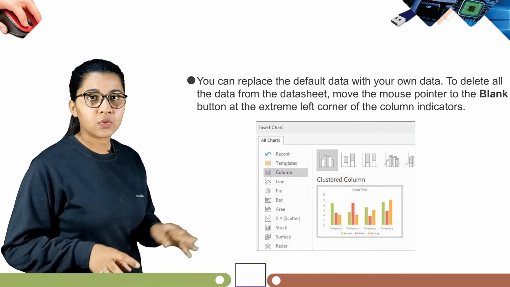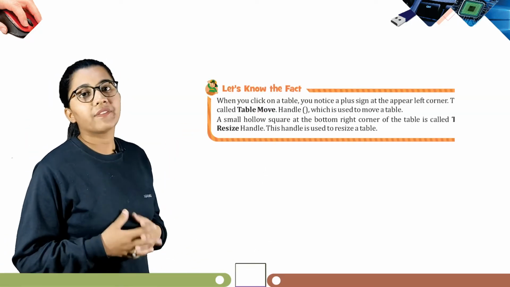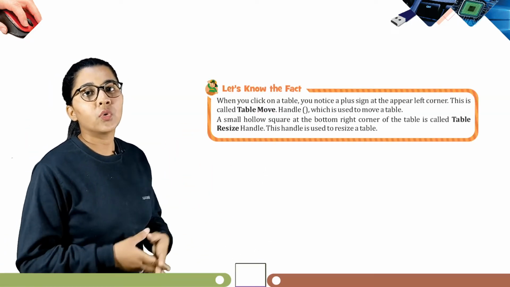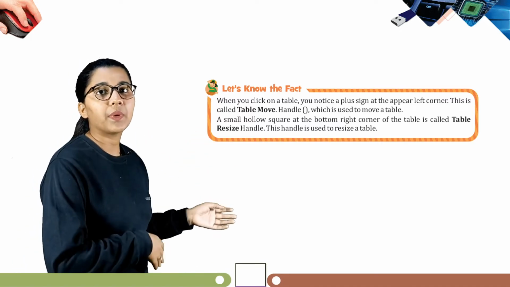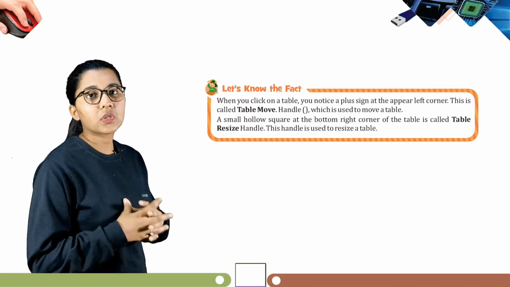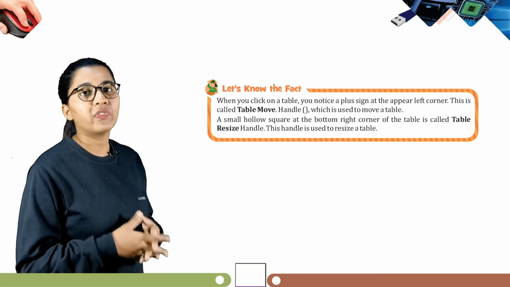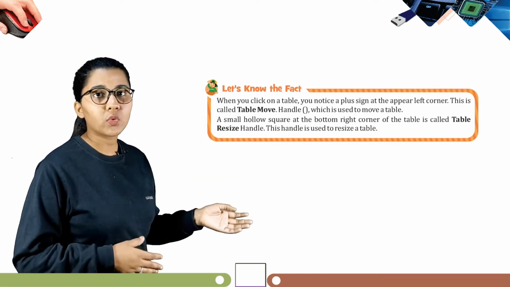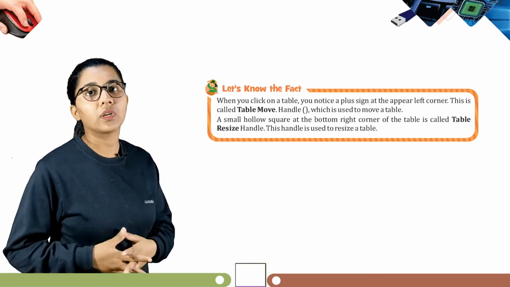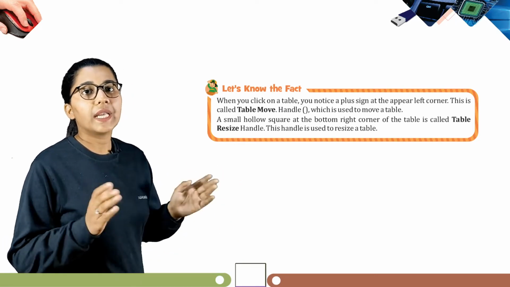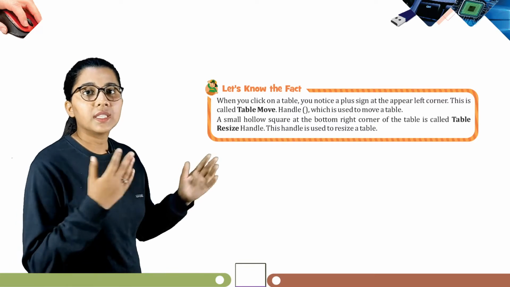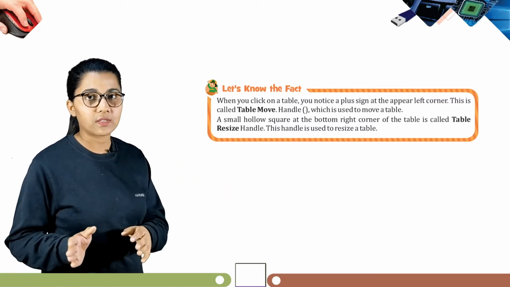Now students, let's know an interesting fact. When you click on a table, you notice a plus sign at the upper left corner. This is called the table move handle, which is used to move the table. A small hollow square at the bottom right corner of the table is called the table resize handle. This handle is used to resize a table.